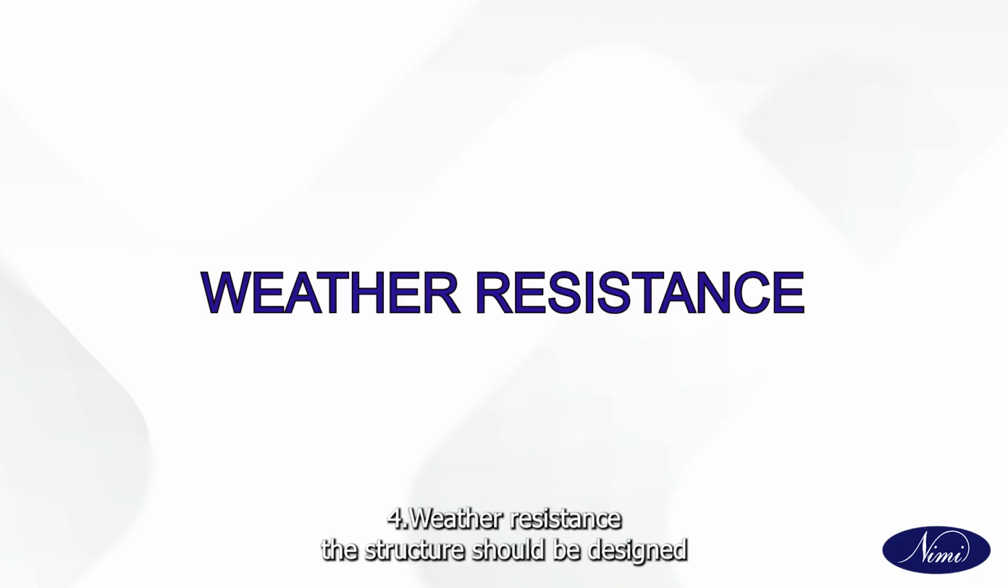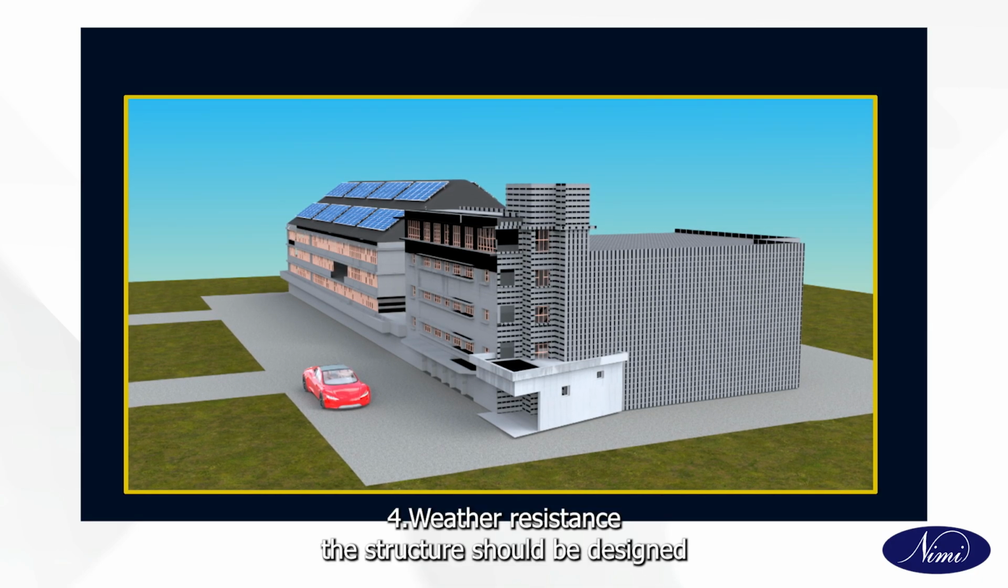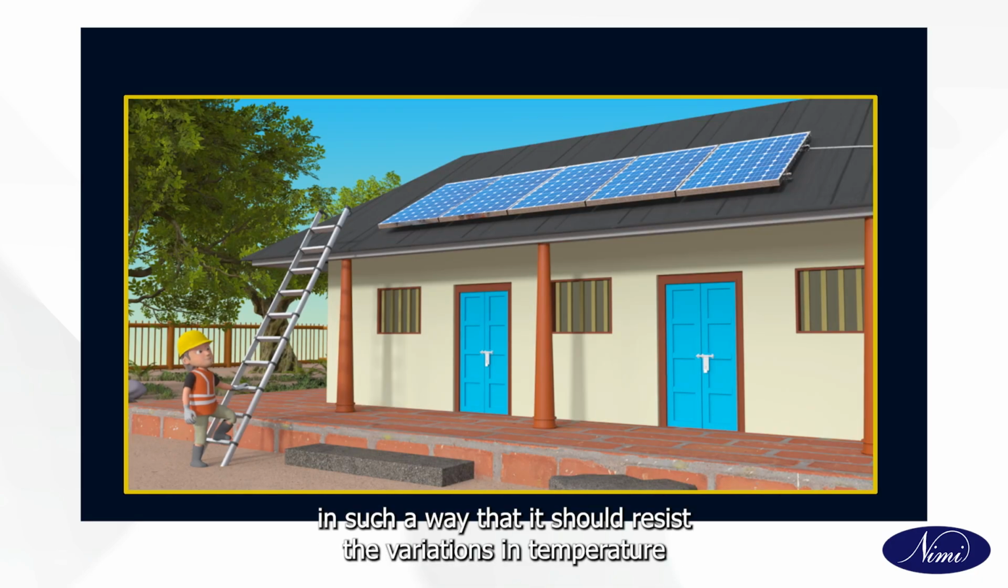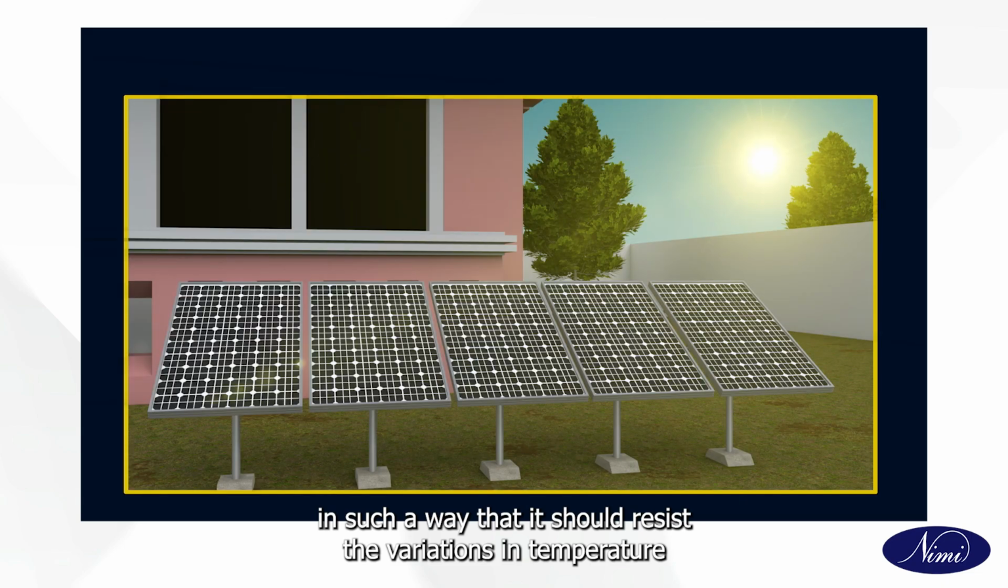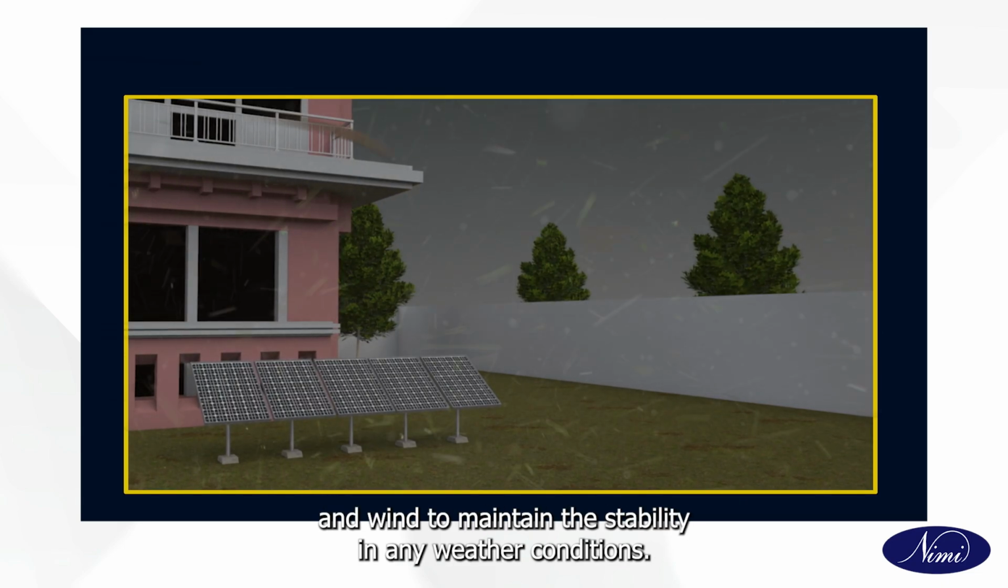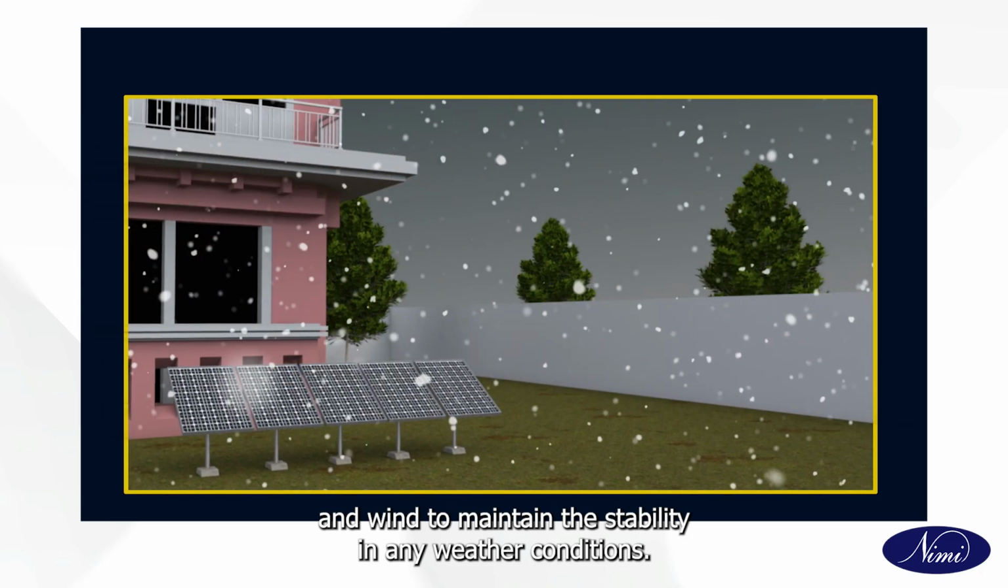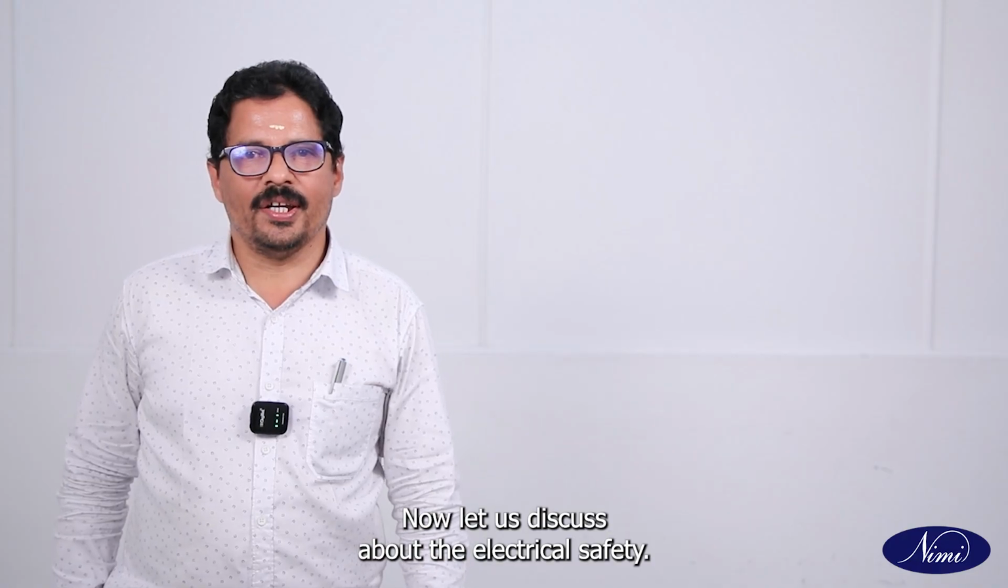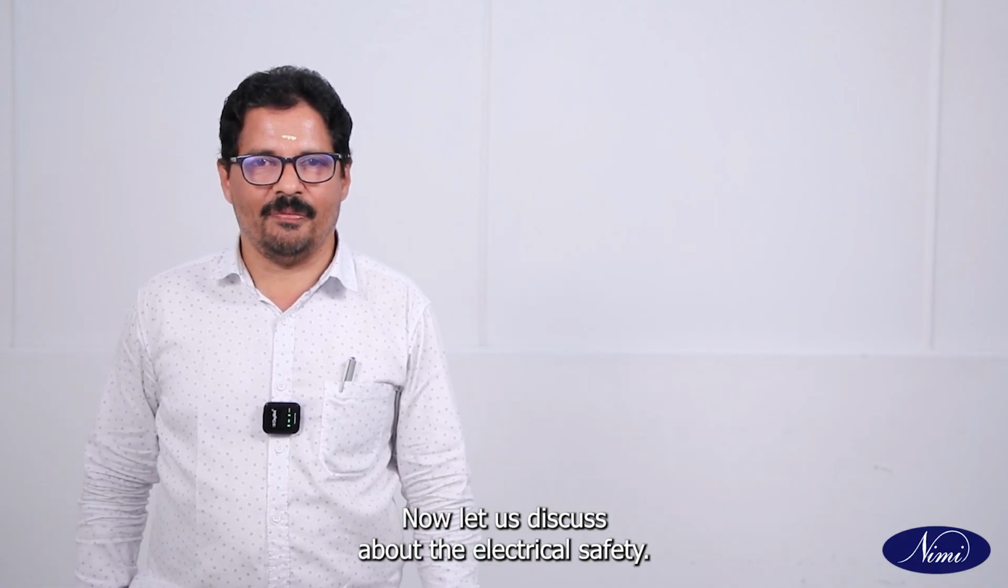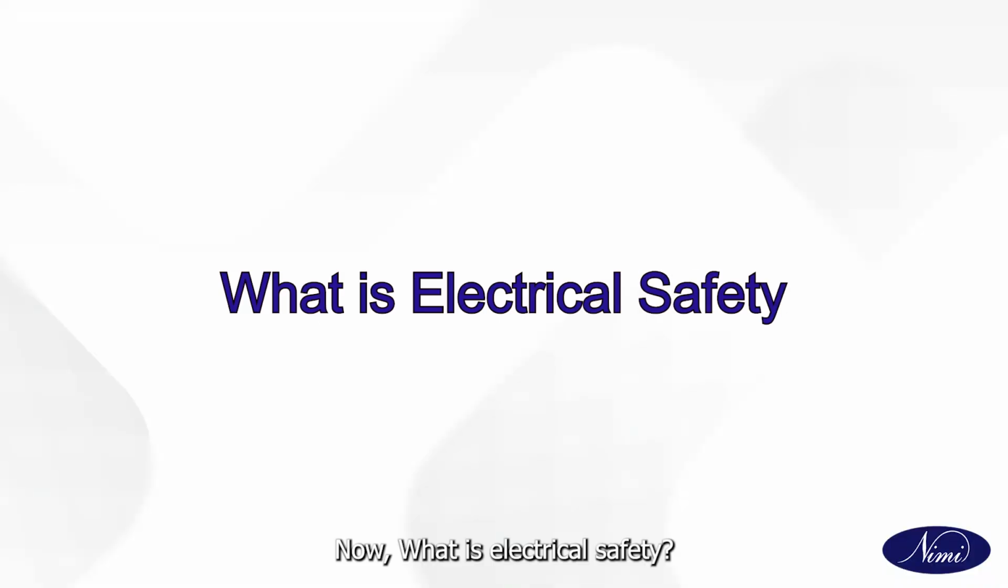The fourth one is weather resistance. The structure should be designed in such a way that it resists variations in temperature and wind to maintain stability in any weather conditions. Now let us discuss electrical safety. Now what is electrical safety?